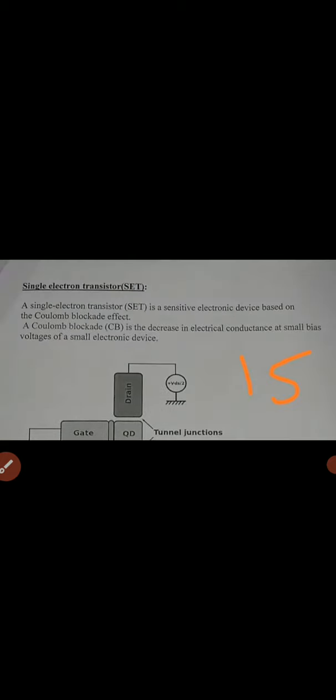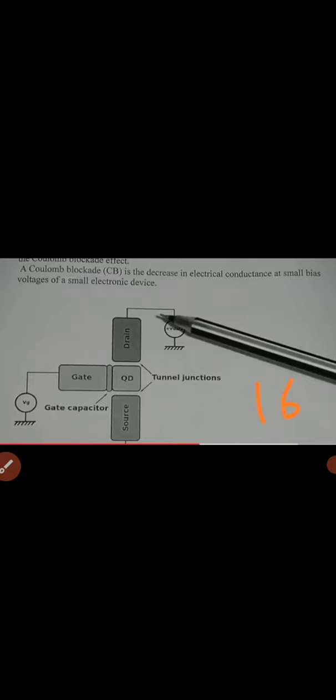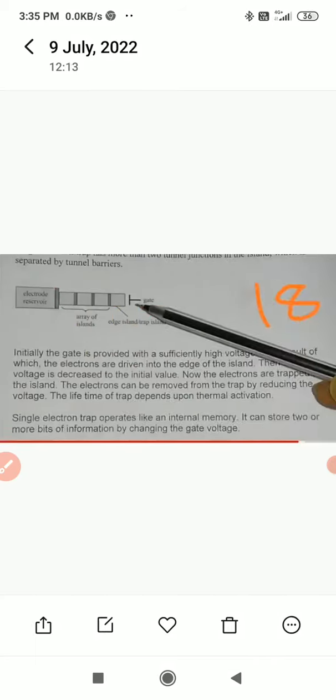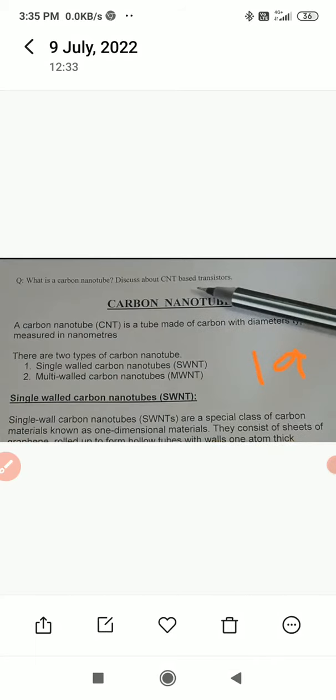In between, the gate capacitor is there, with tunnel junctions. Just learn this diagram of the single electron transistor, because it is important. Single electron devices can be explained like this. Learn about the single electron trap here, just 2-3 points. I am explaining briefly here because we don't have much time.